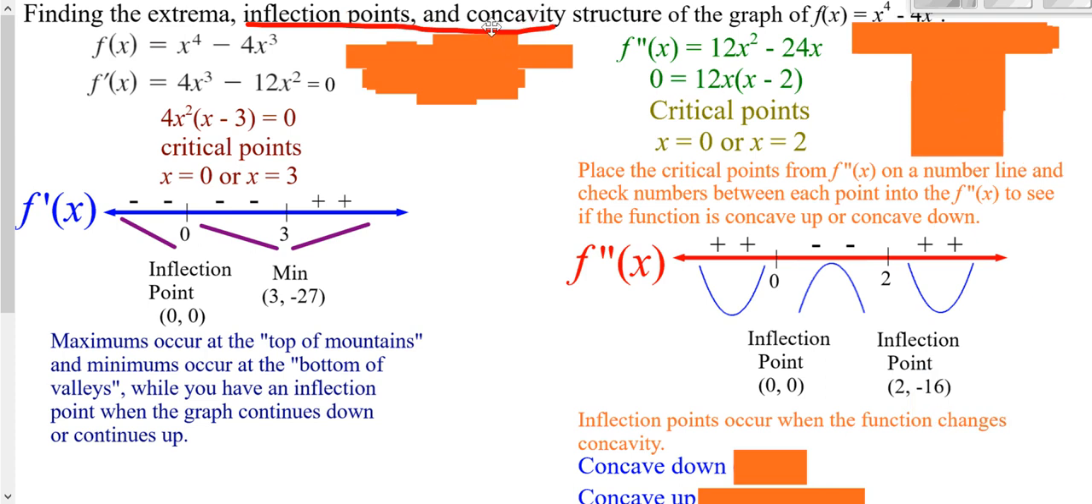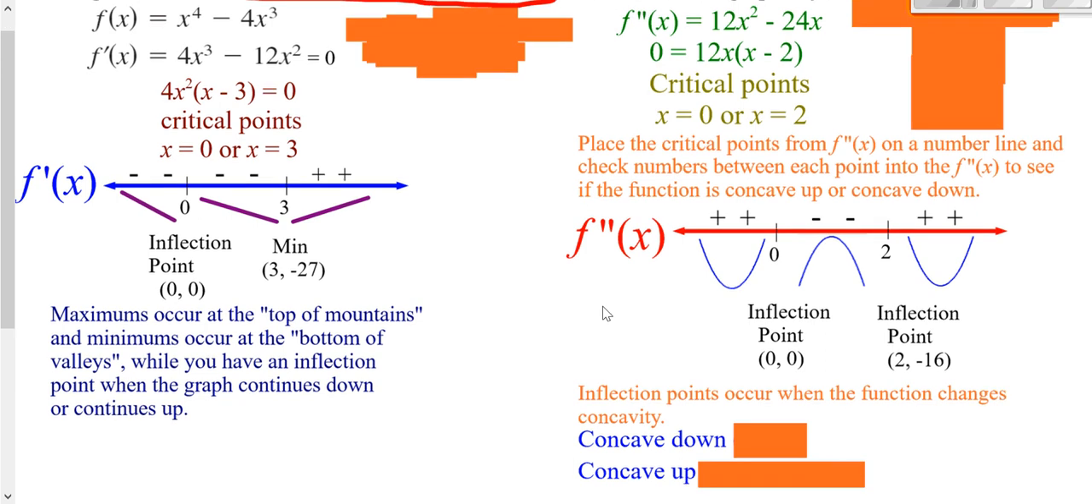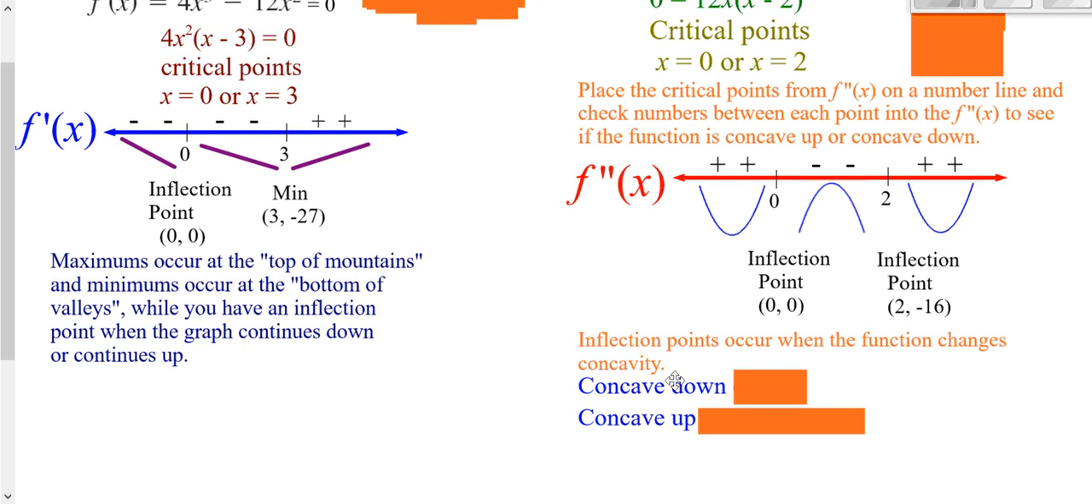Now it says concavity structure. That means they want to know where it is concave down. Well, it's concave down in between 0 and 2. So you write that. And you can do interval notation for that. Where is it concave up? Well, it's concave up here, and it's concave up here. To the left of 0, to the right of 2.